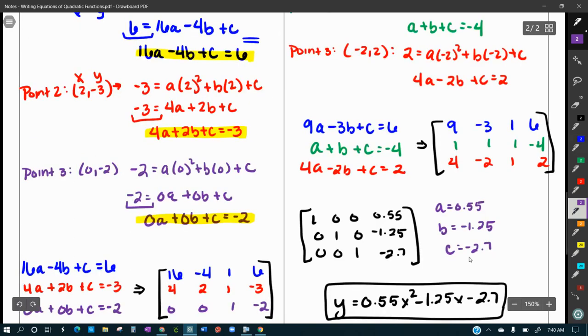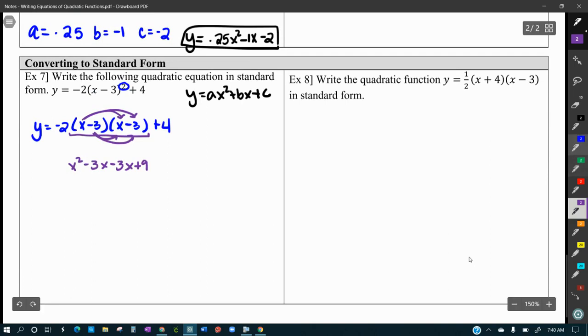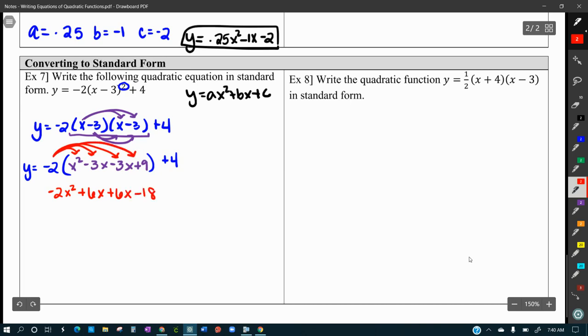But I can't forget that we still have all of this multiplied by negative 2 in the front, and then drop the plus 4. So I have one more step of multiplication. We're going to take negative 2 times x squared to make negative 2x squared, negative 2 times negative 3x to make a positive 6x, negative 2 times negative 3x again to make another positive 6x, and negative 2 times 9 to make negative 18. So now that all the multiplication is complete, I no longer need parentheses, and all I have to do is drop the plus 4 and the y equals.